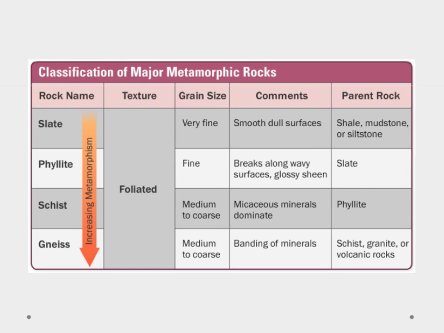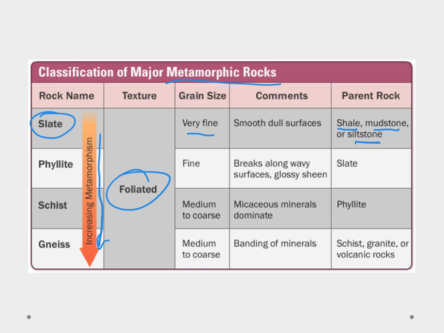So let's take a look at our foliated metamorphic rocks. We can see that we have increasing metamorphism, bigger and bigger changes as we go down. So if we start off with some shale or some mudstone or some siltstone and apply this heat and pressure, we get a very fine grain, because remember, the shale, the mudstone, and siltstone are very fine grain sized, and we can make slate.